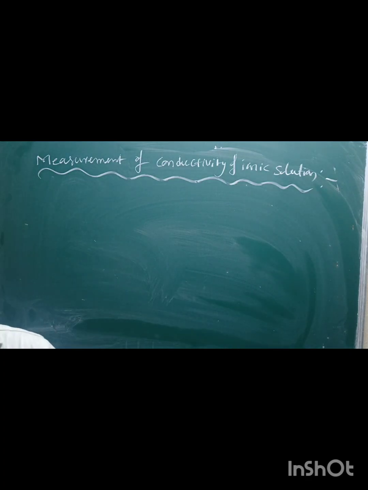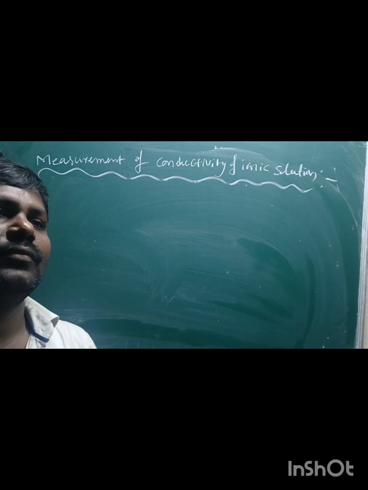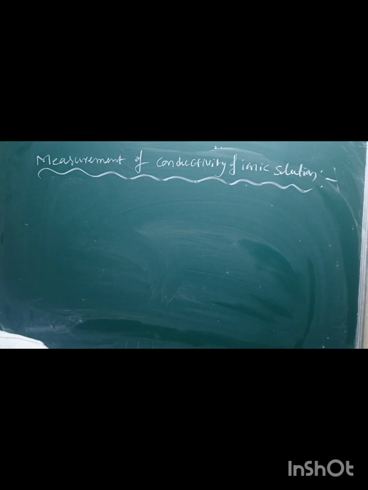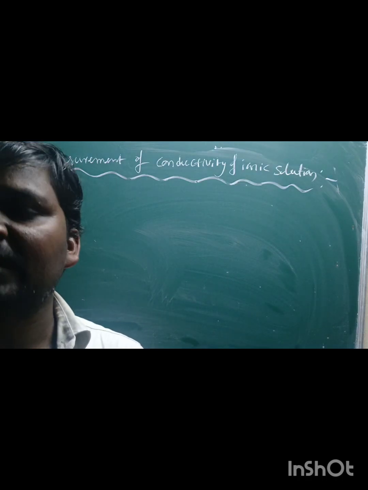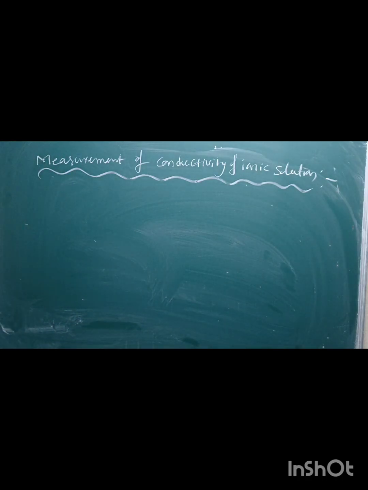Unknown resistance can be calculated by using a Wheatstone bridge. The resistance of ionic solution is measured by AC, alternating current source of power, and a specially designed vessel that is called a conductivity cell. The conductivity cell consists of two platinum electrodes coated with platinum black, whose area of cross section is A and which are separated by distance L. The resistance of the solution is determined by the equation.